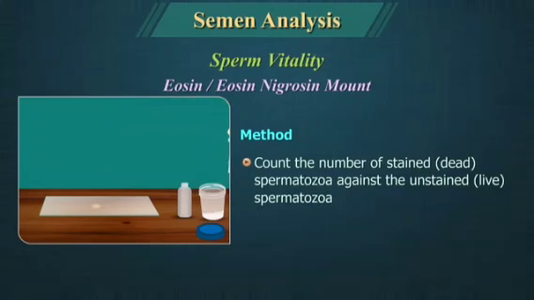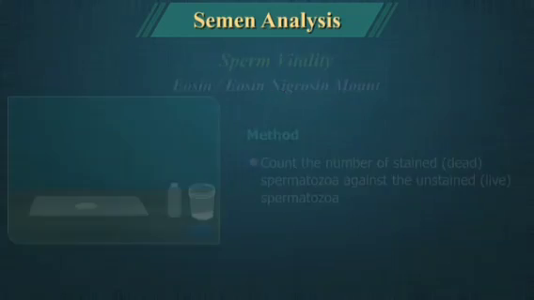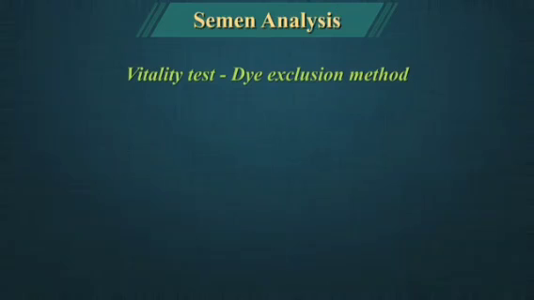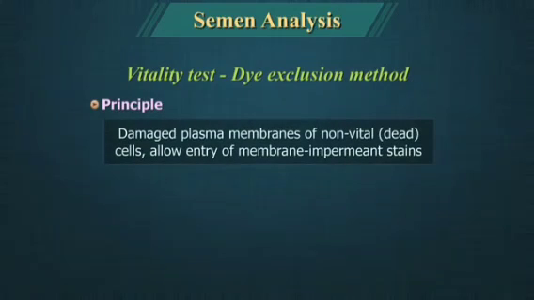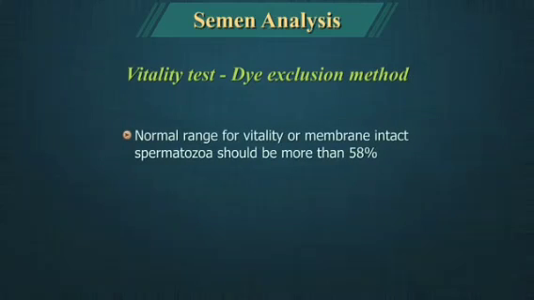Count the number of stained or dead spermatozoa against the unstained or live spermatozoa. The dye exclusion method is based on the principle that damaged plasma membrane of dead spermatozoa allow entry of membrane impermeant stains, coloring them. The live spermatozoa do not take up the stain. The normal range for vitality or membrane intact spermatozoa should be more than 58%.